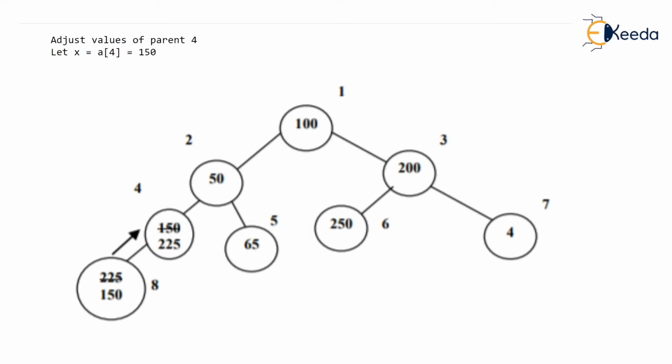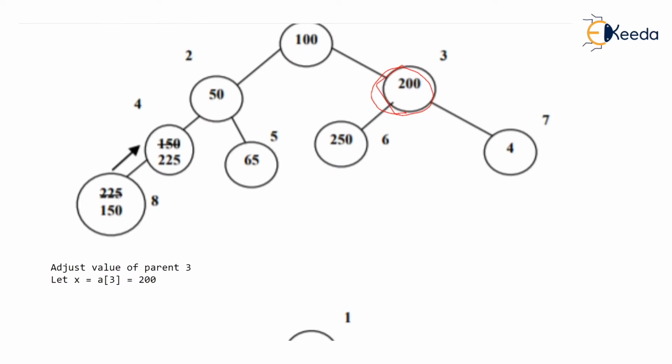We are adjusting the value of parent 4. That is, we are adjusting value 150, which is located at 4. And we saw 150 is not ideal at the 4th place. In fact, its child is larger. So 225 should be sent up and 150 settled at the 8th place. Now what? After settling the 4th parent, we are going to go back to the 3rd parent. So we started from the last parent and now we are going to the second last, then the third last parent and finally the first parent. So let's adjust the value of the third parent.